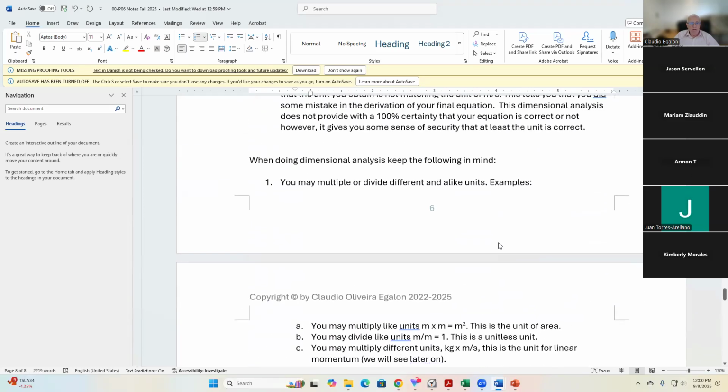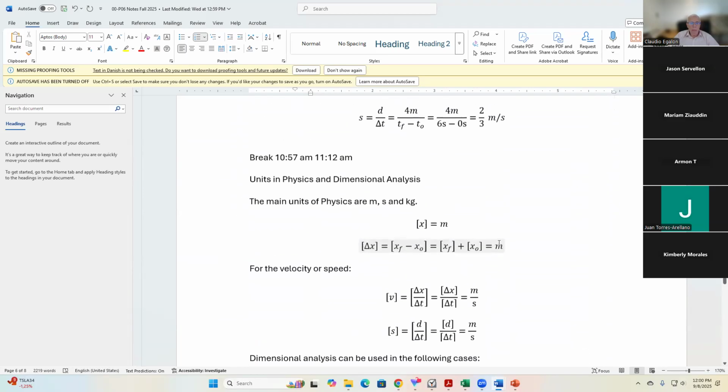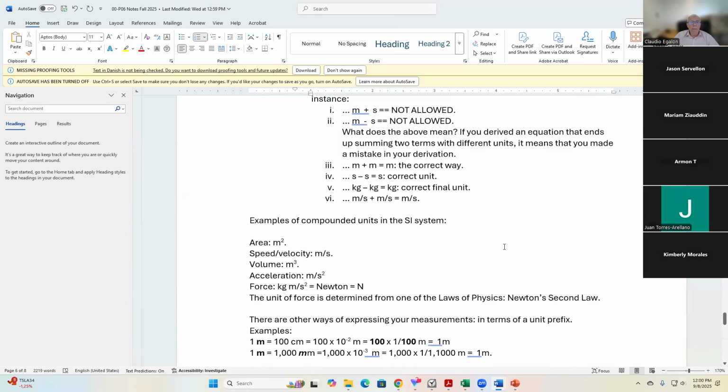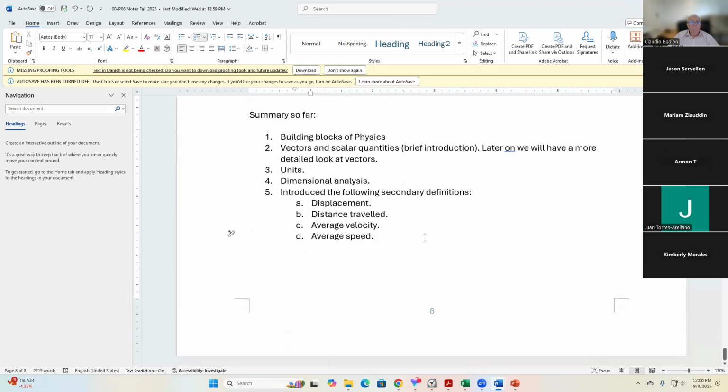We talked about the prefixes. Unit prefixes and how to convert between them, right? That's what we have seen so far.